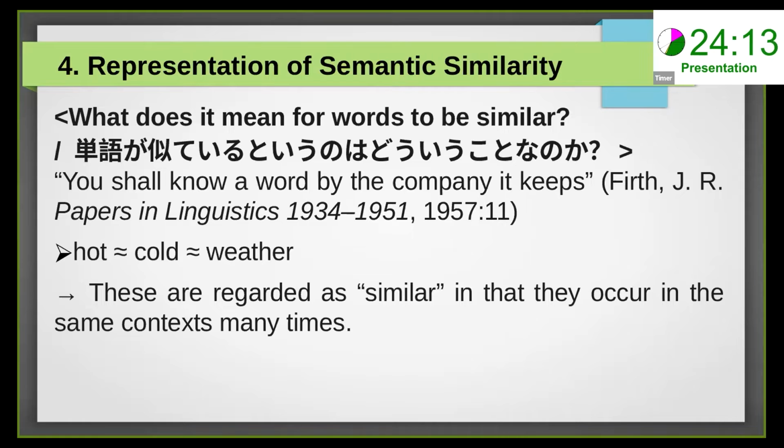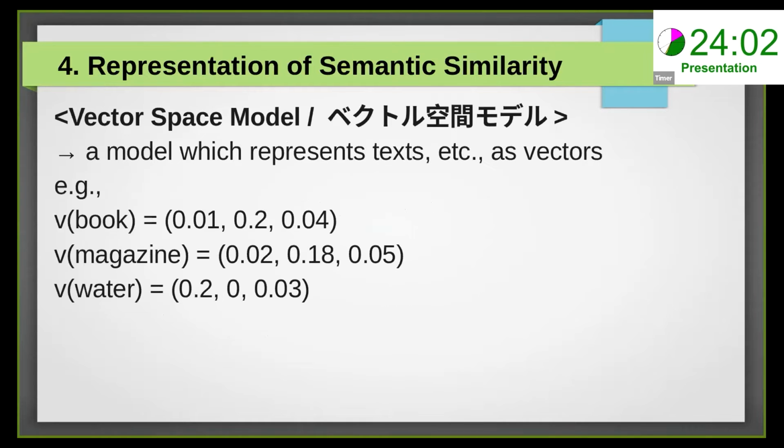And yes, now we have figured out the definition of semantic similarity. Now let's see how to represent it. And there is a way by which we can represent documents or texts, which I call vector space model.